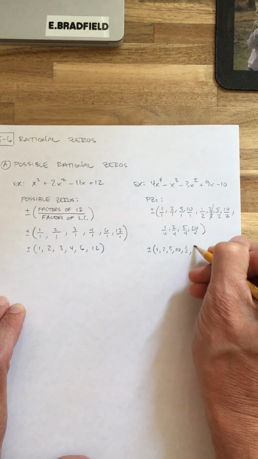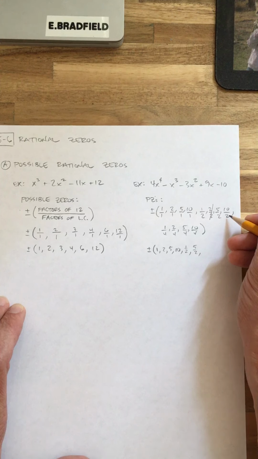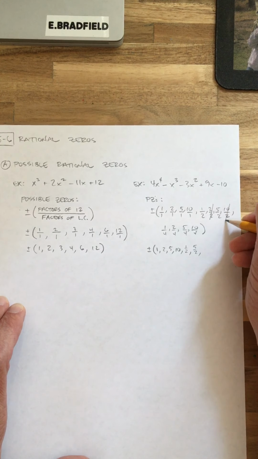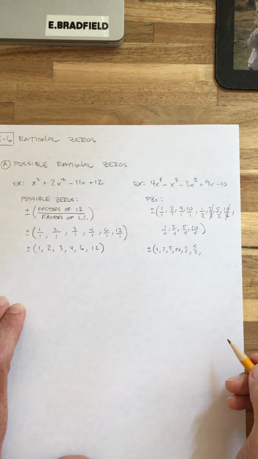5 over 2. That's a new one. 5 over 2. What's 10 over 2? 10 divided by 2 is 5. Cross it off. You've already listed 5. You see what I'm doing here?